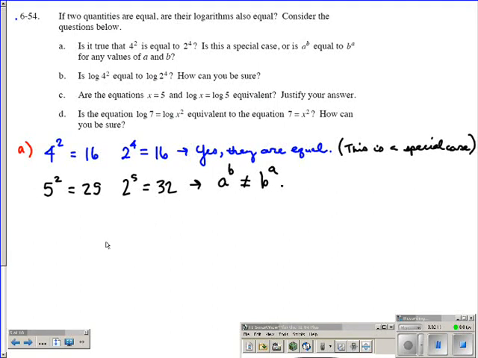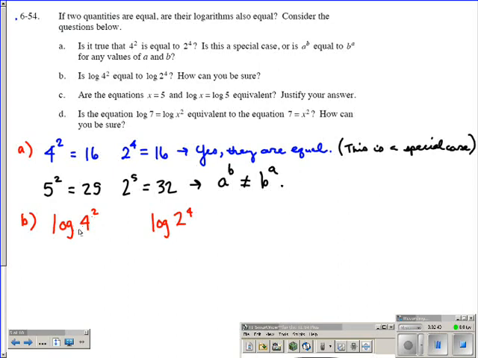Let's look at letter B. Is log of 4 squared equal to log of 2 to the 4th? How can you be sure? So we say log, remember this is base 10, of 4 squared, is it going to be equal to log of 2 to the 4th?